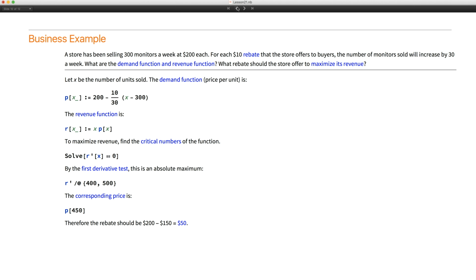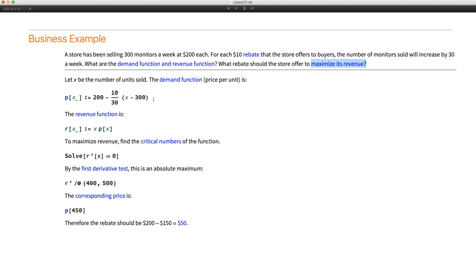Okay, so now on to a business example. So let's say you have a store that sells 300 monitors a week at $200 each. Now, the store finds that for each $10 rebate, of course, the sales go up, so the number of monitors increases by 30 in a week. Okay, the question is, what are the demand function and the revenue function? And you also want to find the rebate that a store should offer to maximize its revenue.